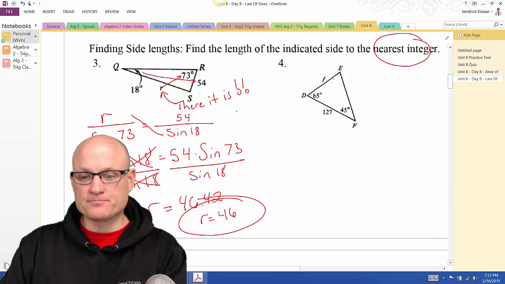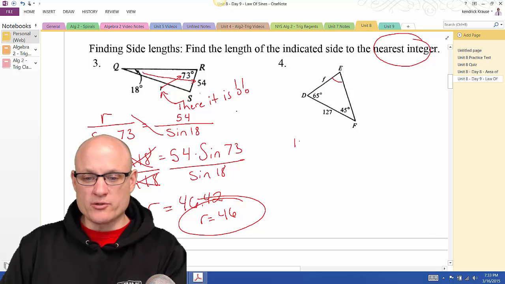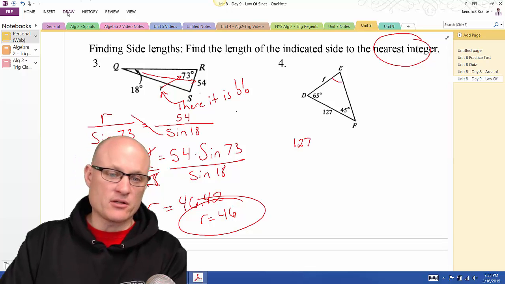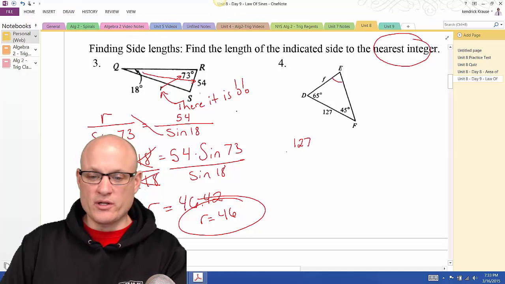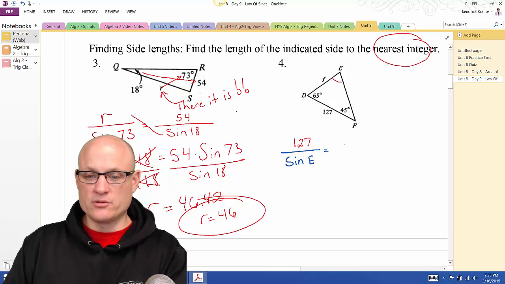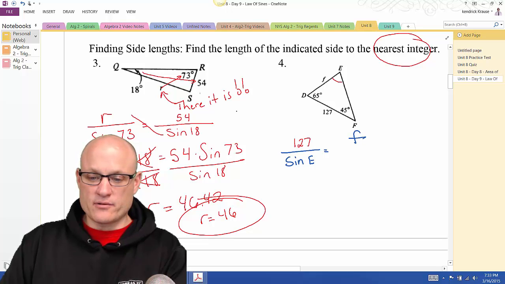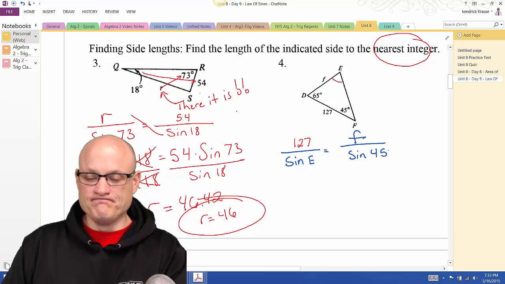Let's try to find E. Here's E. So I'm going to use 127. Let me pick a different color. 127 over the sine of capital E is equal to F over the sine of 45.